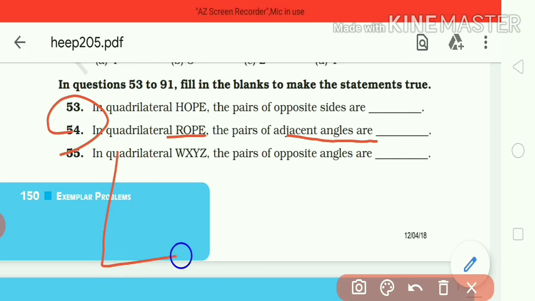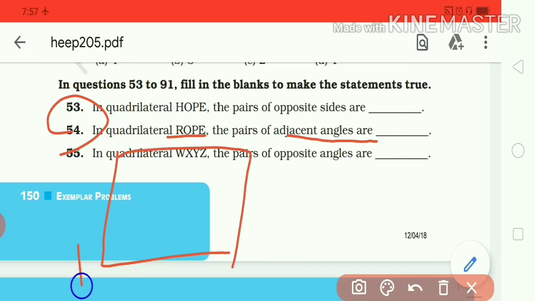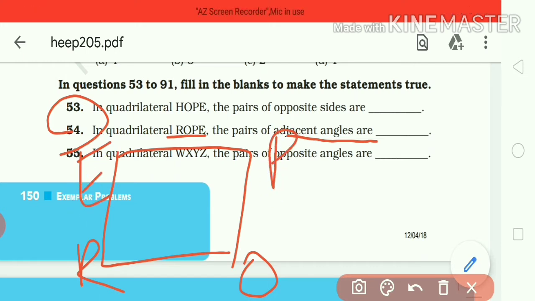Okay, when you draw ROPE, this is ROPE for the quadrilateral only. If it is not given any condition, any name of the quadrilateral, this R and O are adjacent, O and P are adjacent, P and E are adjacent, and E and R are adjacent. Adjacent angles are, we can write here, right?